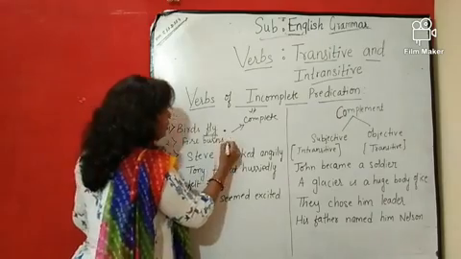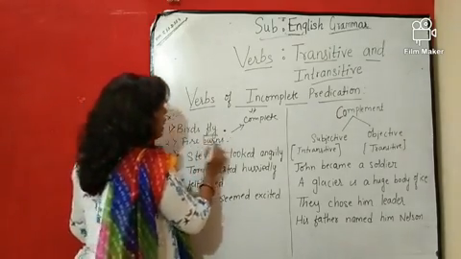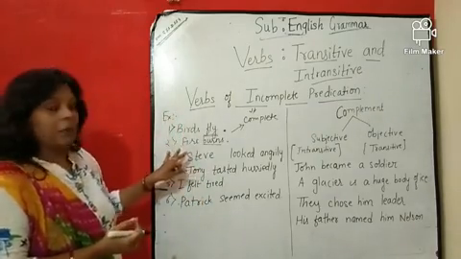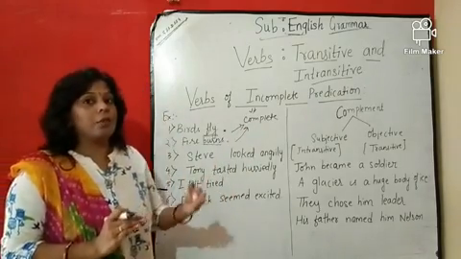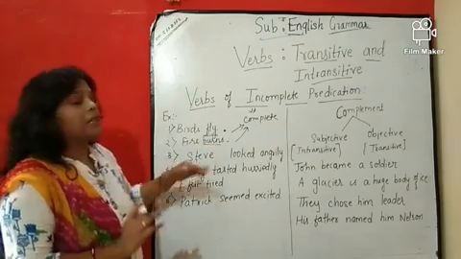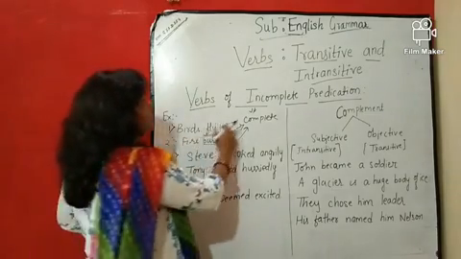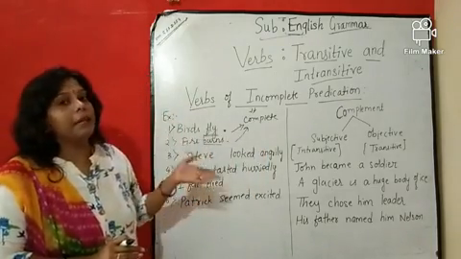See another example. Fire burns. Now again here fire burns. आग जल रहा है. ठीक है ना? Again here the action is completed. Action complete हो गया. No other object is required. Right? Fire burns. आग जल चुका है. Like this. So these are called the verbs of complete predication.